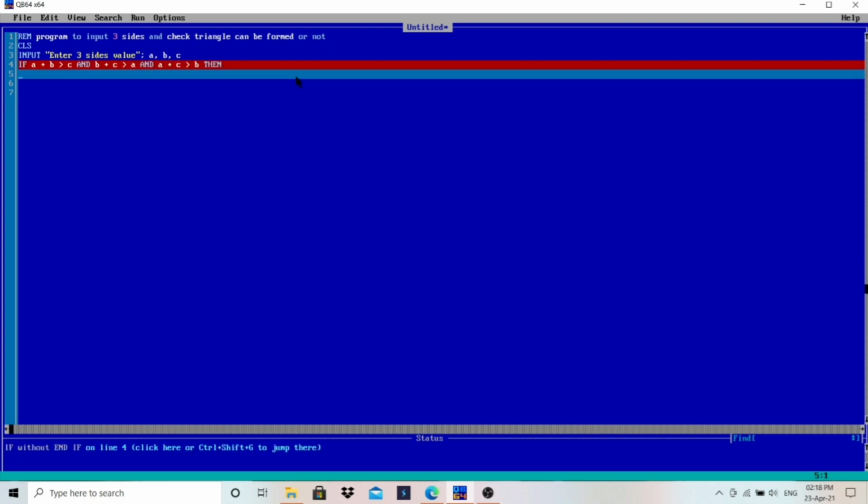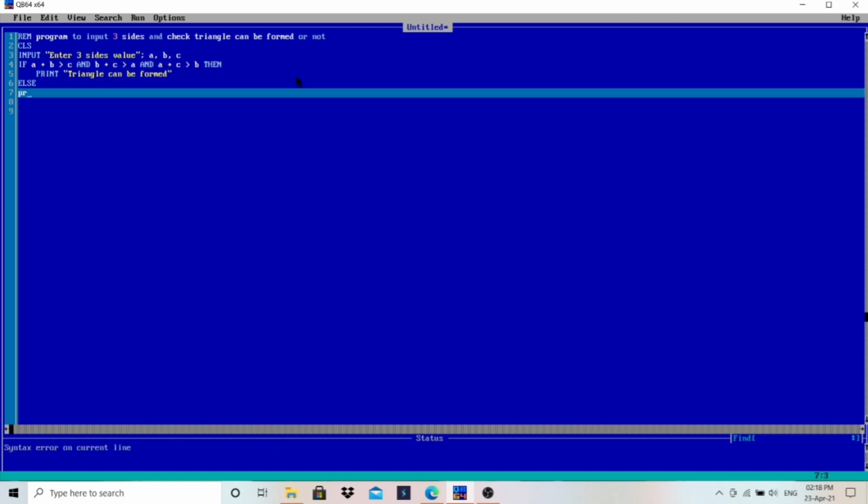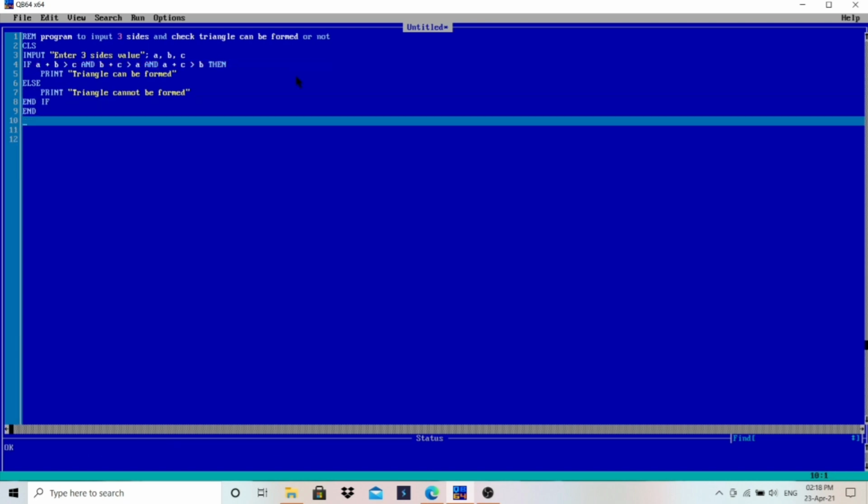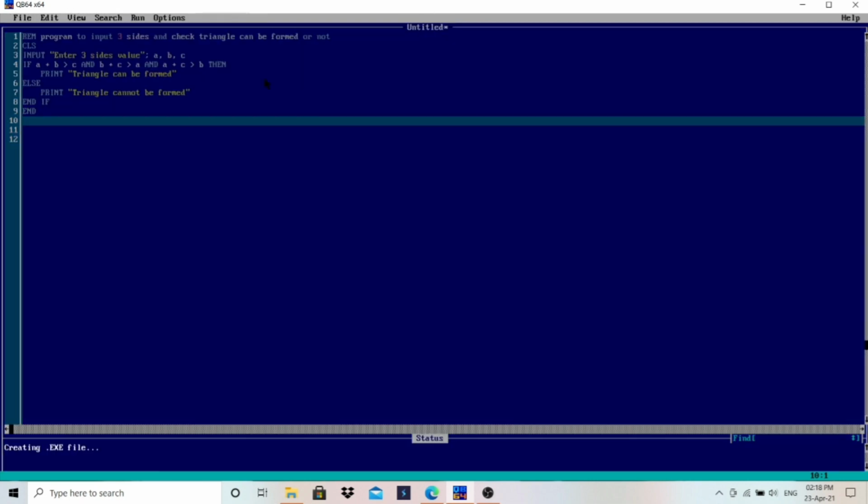Then we have to print triangle can be formed, else we have to print triangle cannot be formed. We have used if, so we have to write end if and then end. So this is the simple property, and we have to take three inputs because we need the value of three sides, and then in the if condition we have checked the condition.